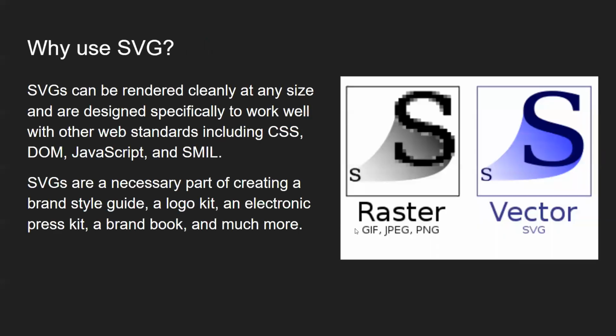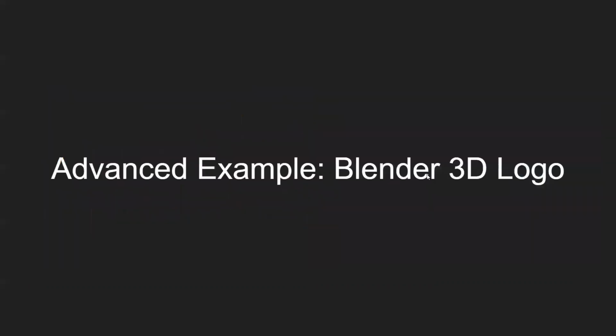So now that I have this SVG, what do I want to do with it? Well, SVGs are very useful because they can be rendered cleanly at any size and are designed specifically to work on the web. Raster images are made of pixels, as you can see here, and vectors are basically mathematical files that tell the computer exactly which lines to draw. So they're very useful as part of any kind of graphic design packet, like a logo kit, a press kit, a brand book. They're very useful for many things.